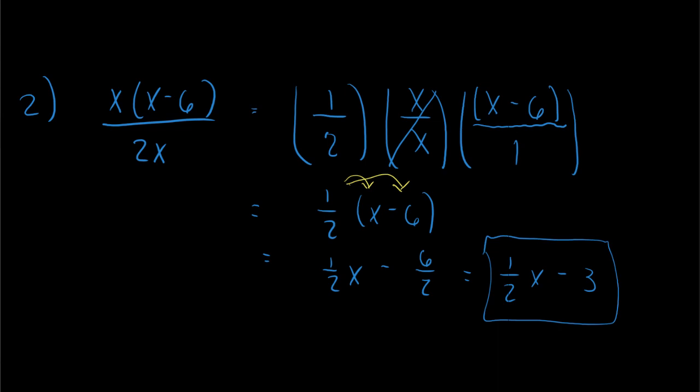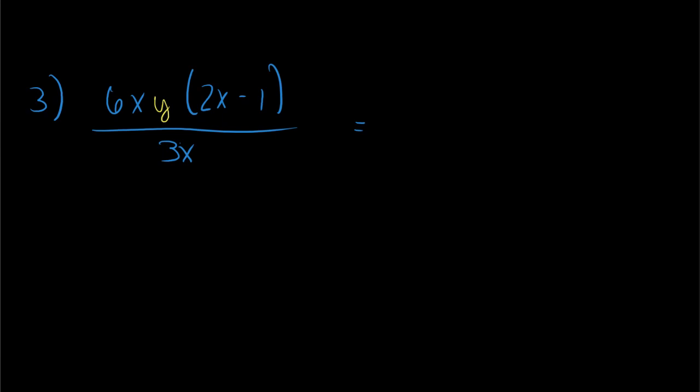Now I could have also written this x over 2 minus 3. Okay, both are correct there. Okay, in this third problem, I'm not going to go ahead and expand everything out. I'm just going to work on it as it is, kind of in its fraction form there. So let's see, is there anything that we can simplify?